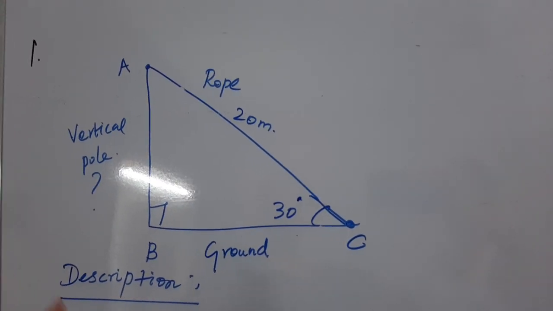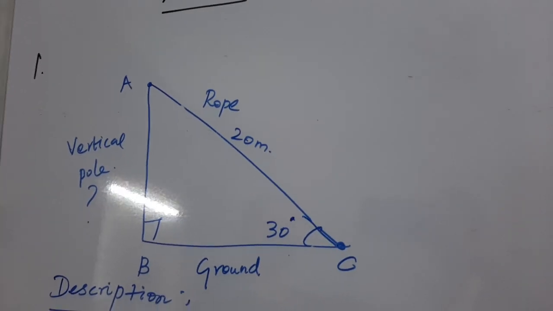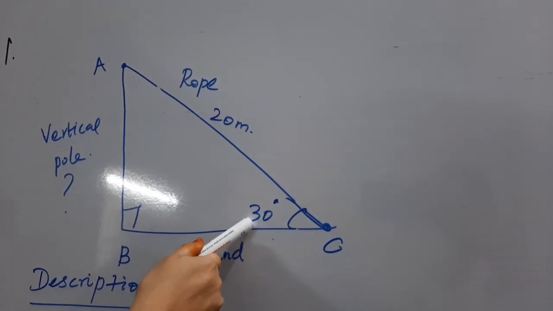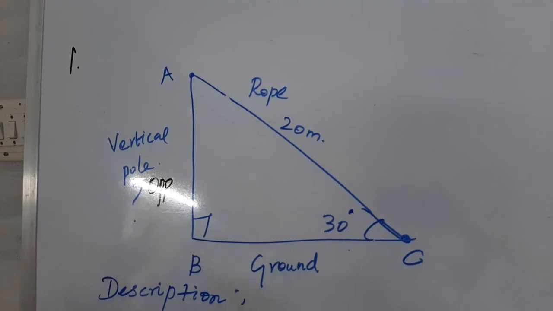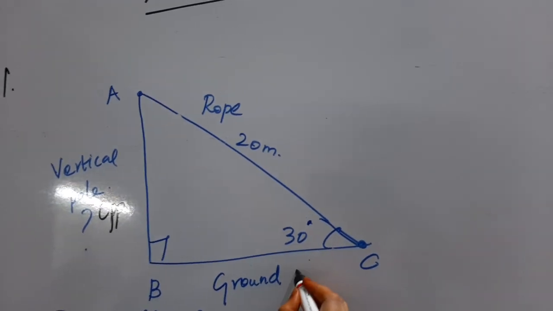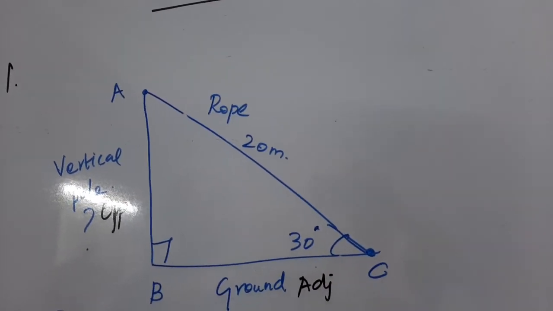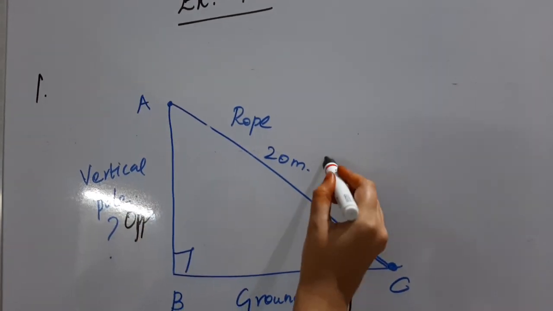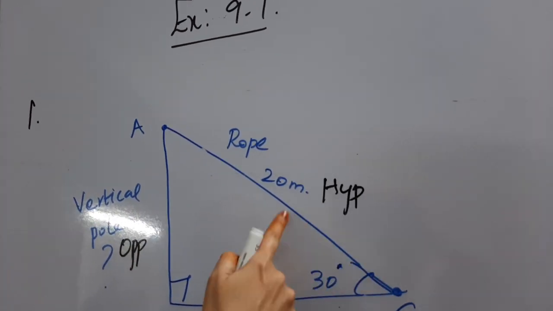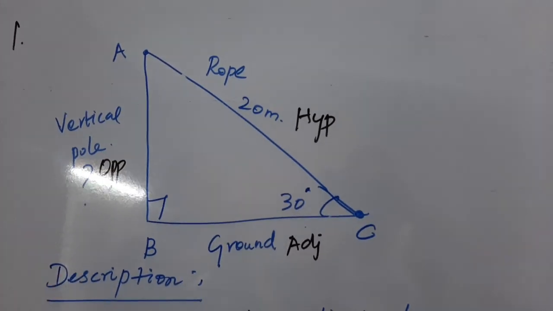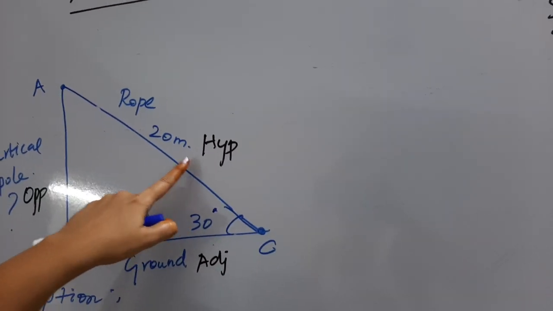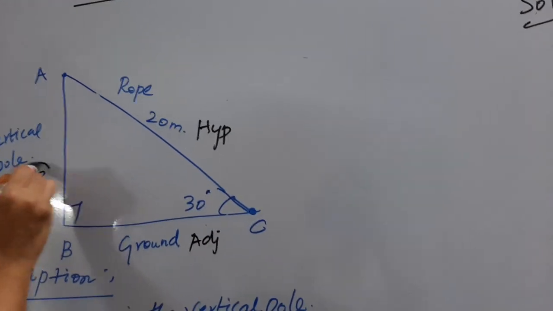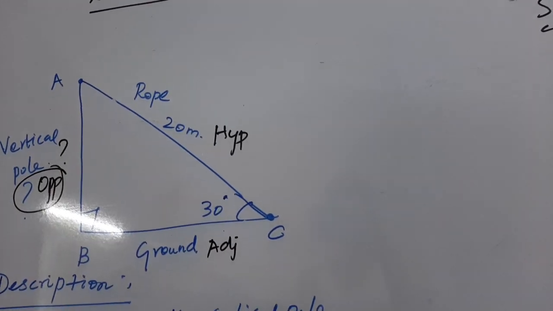We have learned to find out the opposite side and adjacent side. What is the opposite side for this particular angle 30? AB is the opposite side. And what is the adjacent side? BC is the adjacent side, and AC is always the hypotenuse because this is the side opposite to 90 degree. Okay, fine. Now what value do we have? The hypotenuse value we have. And what value do we want to find out? We need to find the value of the opposite.